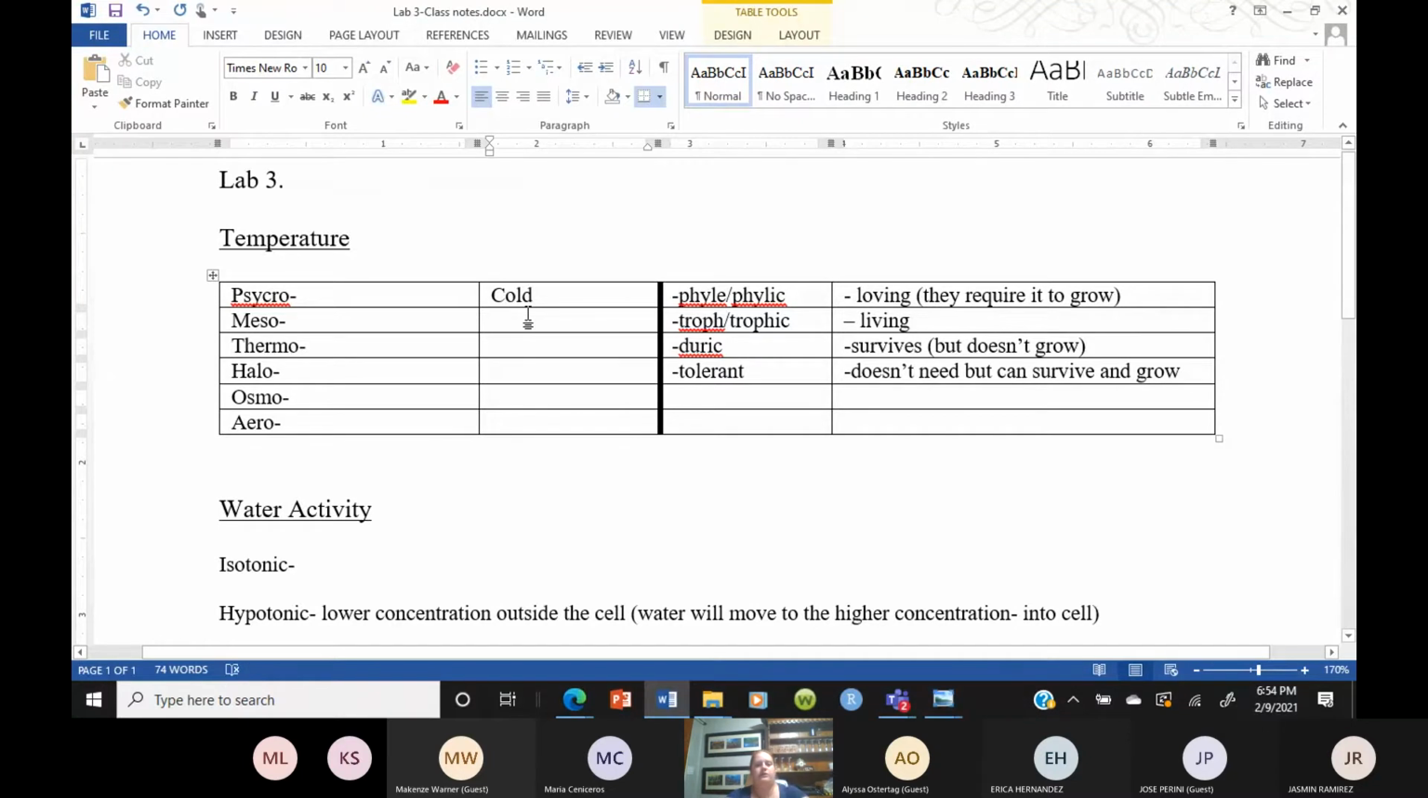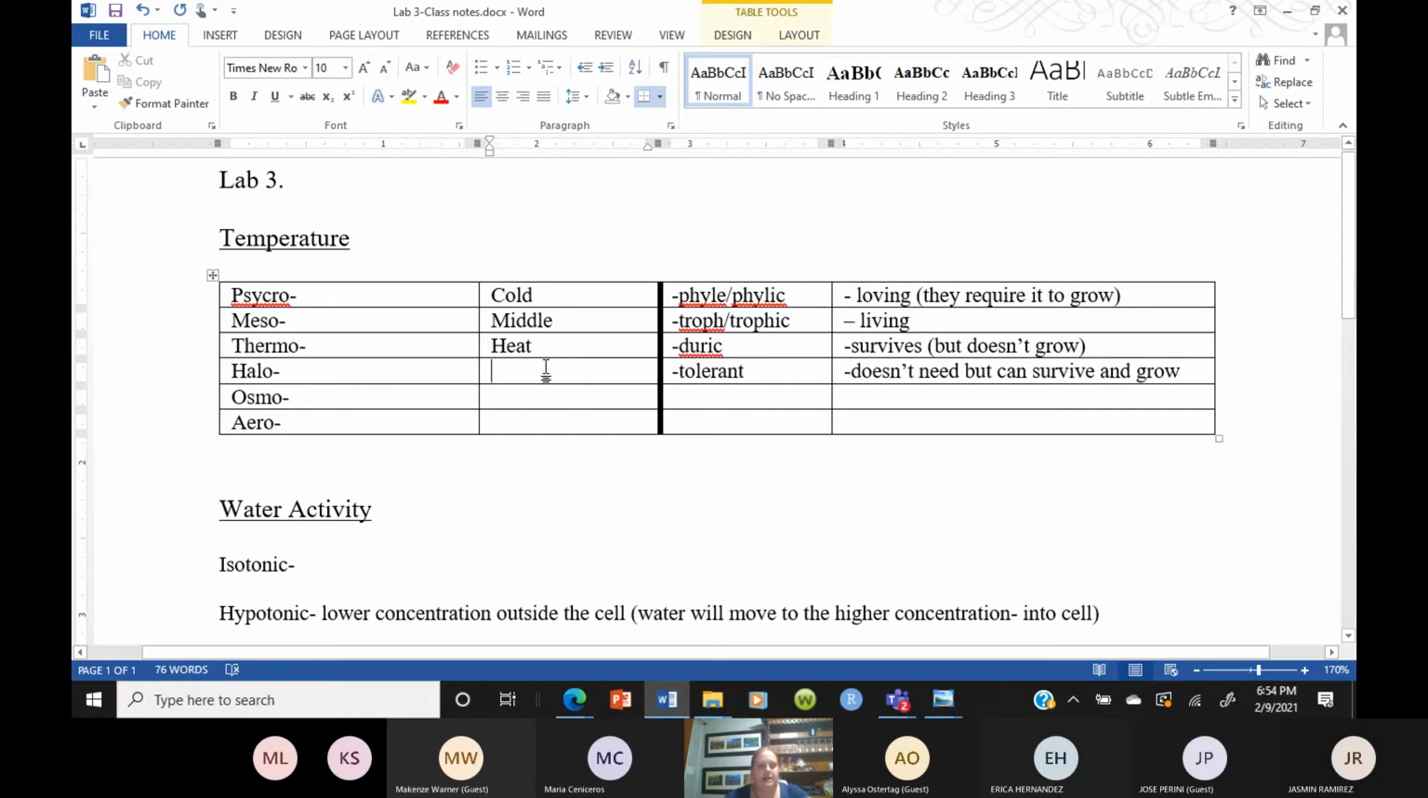Meso is referring to those middle temperatures or that Goldilocks zone. So they just usually prefer stuff like room temperatures. Thermo is probably pretty obvious, but it's referring to heat. So they could be heat-loving or heat enduric. Thermoduric would be surviving high heats.